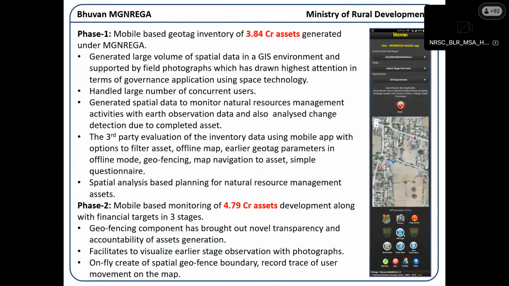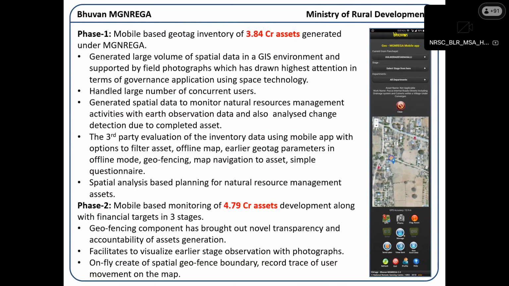The first part is the Manrega mobile application. Under phase 1 in 2015, we started this. Under this, we have mapped almost 3.84 crore assets on the ground, and we could analyze that information and derive some value added inputs for the ministry, so as to plan where the needs are. Basically, there are deprived zones, and those zones need to be addressed.